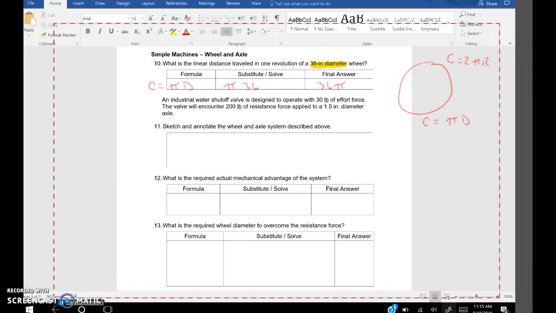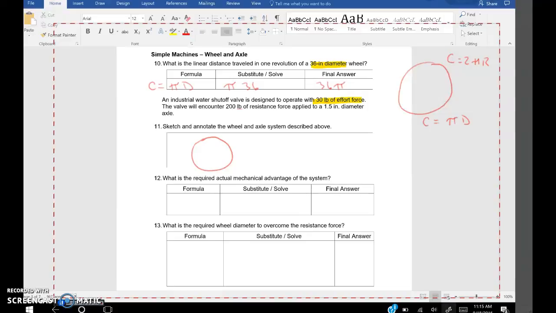Okay. The second problem says an industrial water shutoff valve is designed to operate with 30-pound effort force. The valve will encounter 200 pounds of resistance force applied to a 1.5-inch diameter axle. So in this case, is the axle driving the wheel or is the wheel driving the axle? Well, it says that the effort force is being applied to the valve, right? And the valve is going to be the larger diameter wheel. So let's sketch this out. It'll make more sense when I sketch it out.